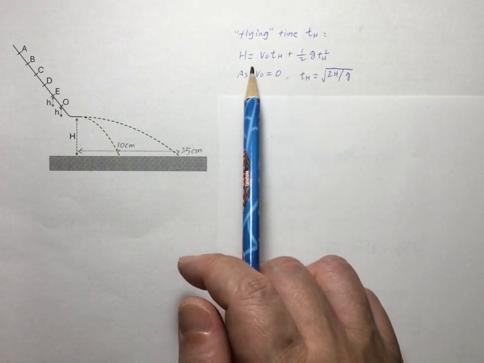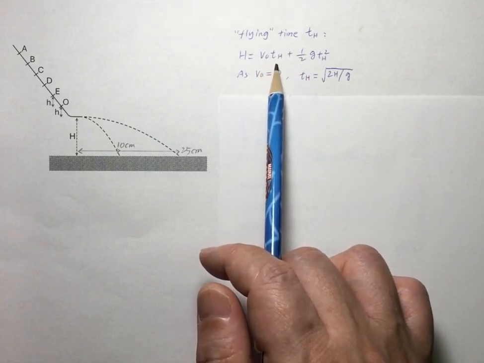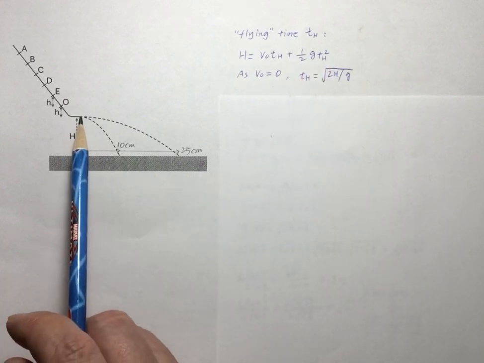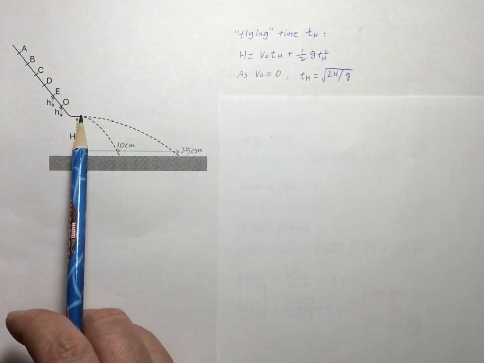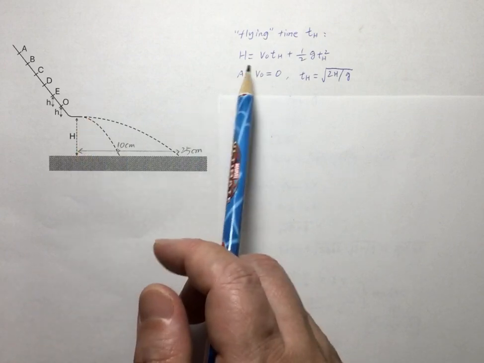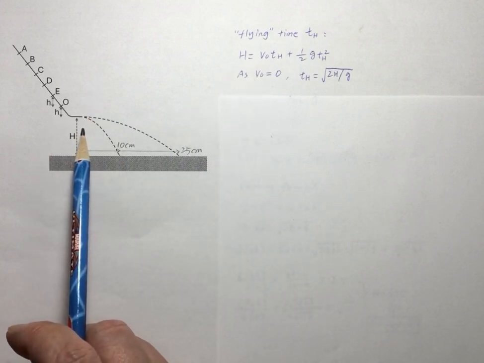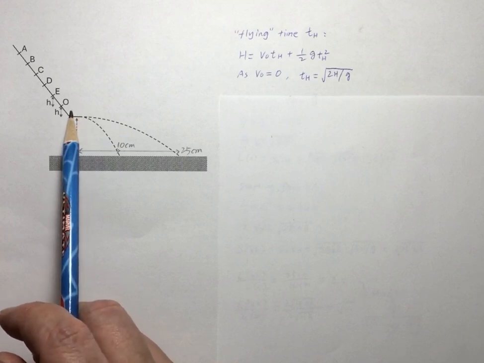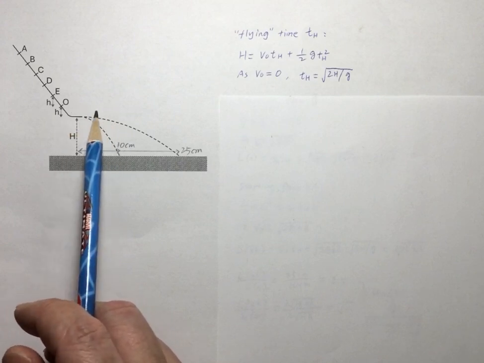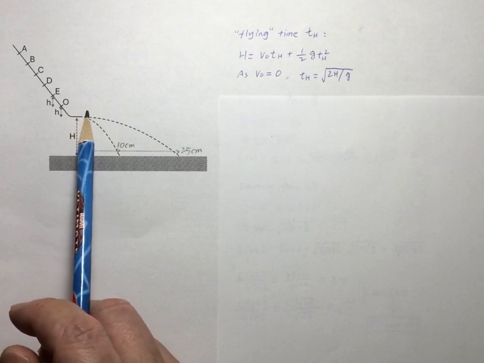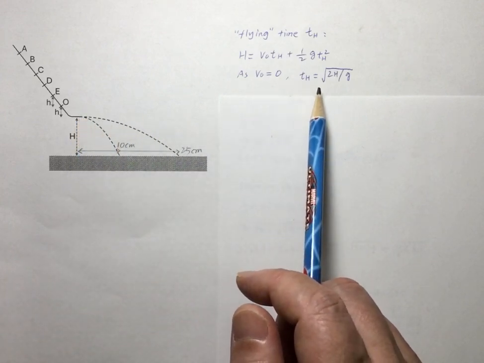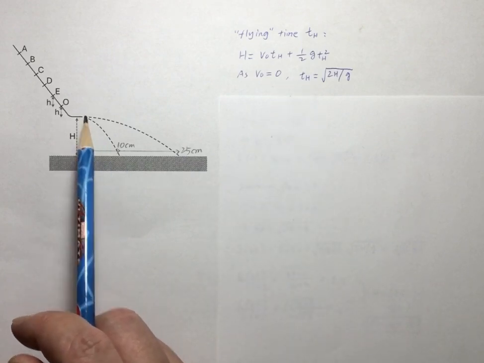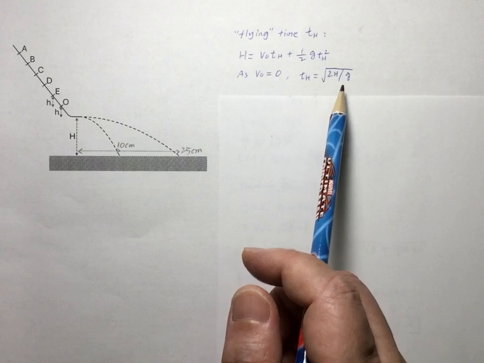So the height H is v0 t plus half g t squared. We're talking about the vertical direction here. So v0 is 0, because initially the ball is traveling along the horizontal direction. There's no vertical speed. So it's not difficult to figure out that tH, the time for the ball to drop from here to the ground, is the square root of 2H over g.